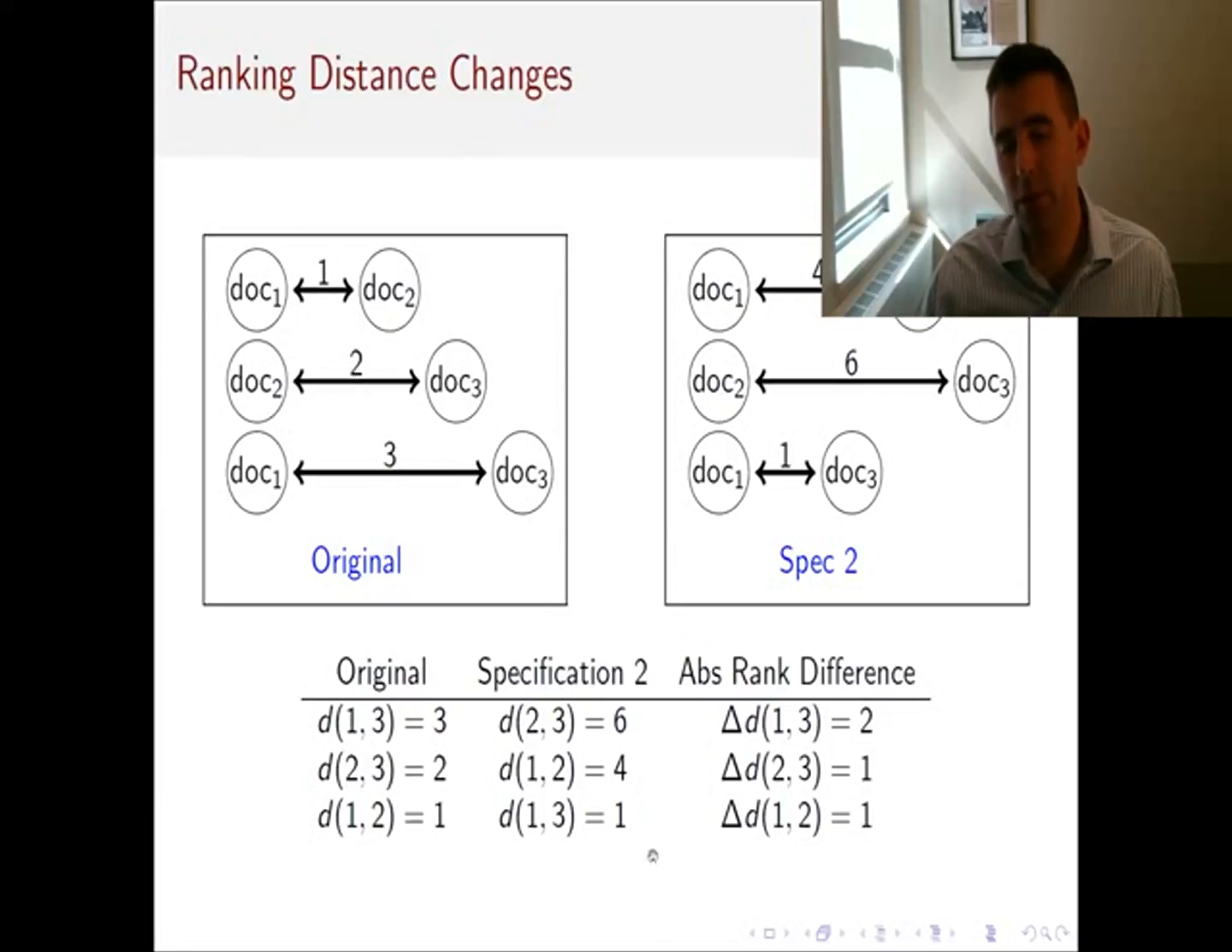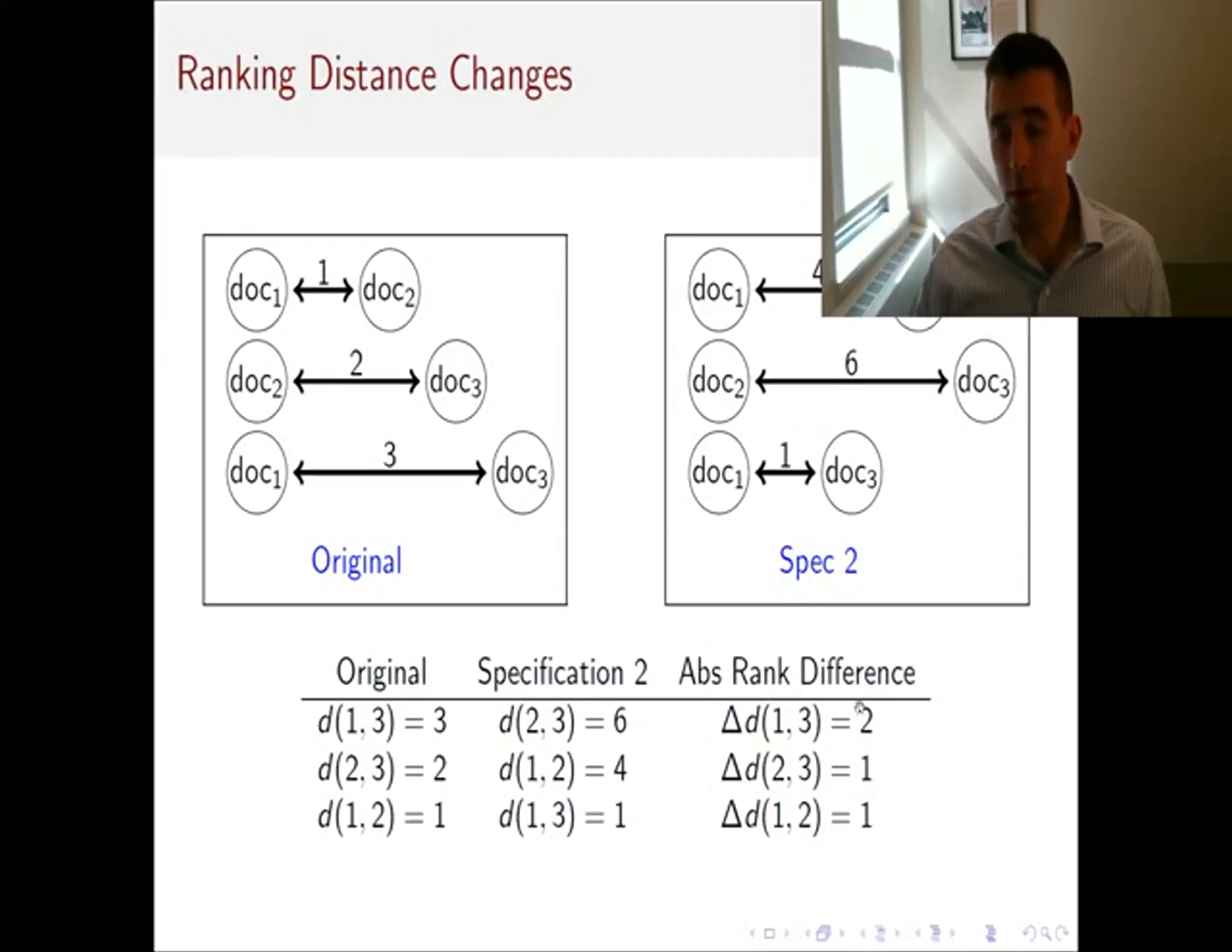In specification 2, I'm doing the same thing. D here is just a distance. We're saying, what was the distance between document 2 and document 3, document 1 and 2, 1 and 3, and so on. And as we can see, they've changed. So how should we measure those changes? If you want to think about the measure, think about it as cosine distance, Euclidean distance, just something that we can measure. We're going to measure it as an absolute rank difference change.